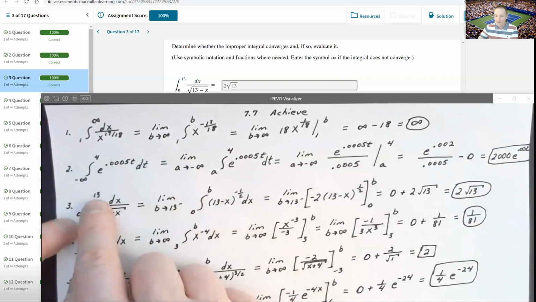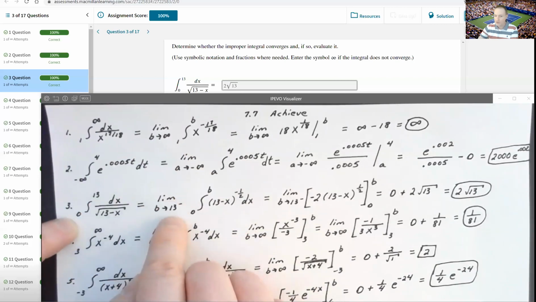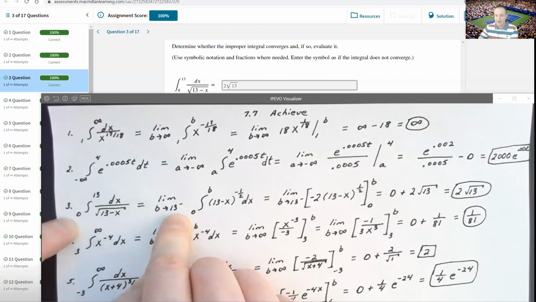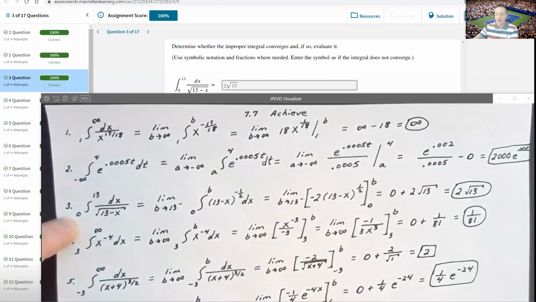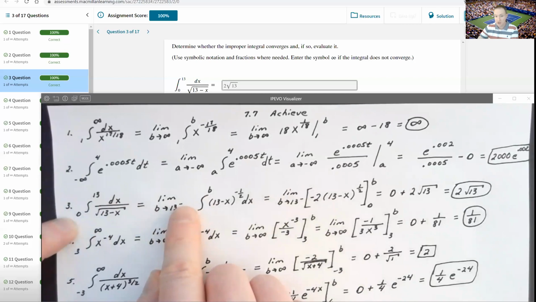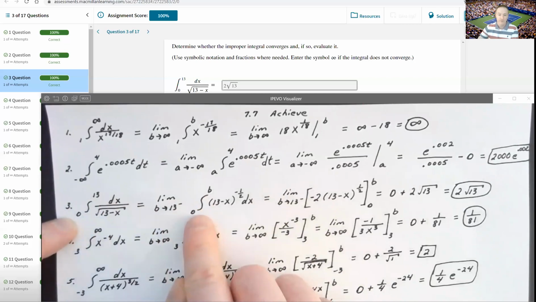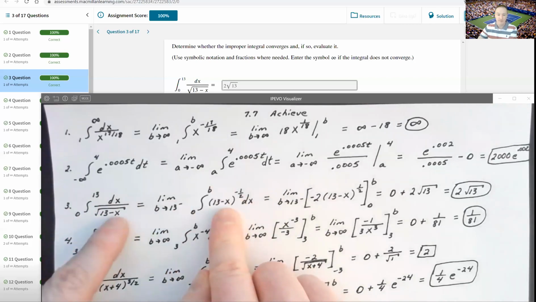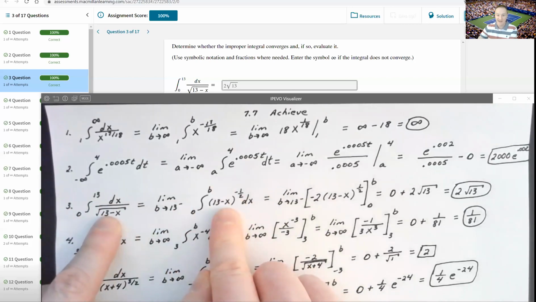But in this case, in order to make this a proper integral, you really need the one-sided limit. You can't just say the limit as b approaches 13, because that would mean b could approach 13 from numbers above 13 or numbers below 13. We are specifically only approaching 13 from below, so we must show that. The limit as b approaches 13 from the left, from 0 to b. I went ahead and simplified this to 13 minus x to the negative 1/2. Then I use my power rule.